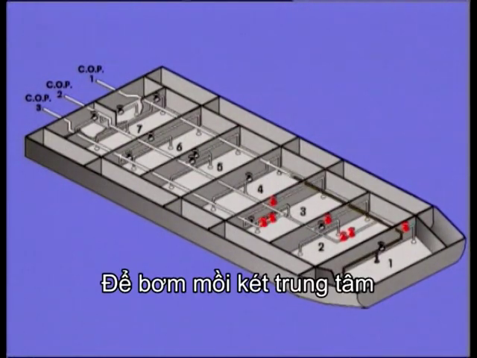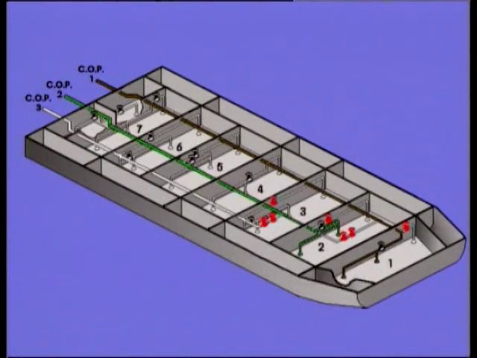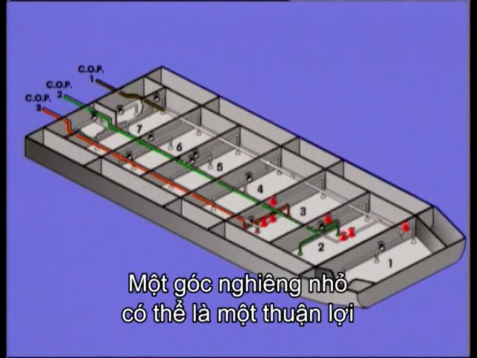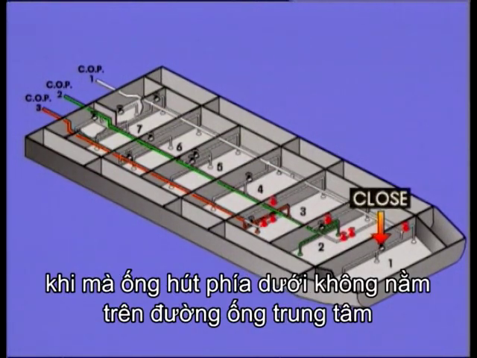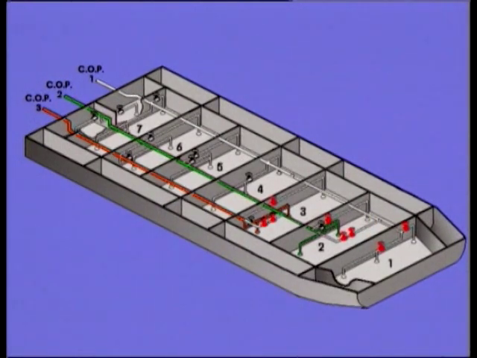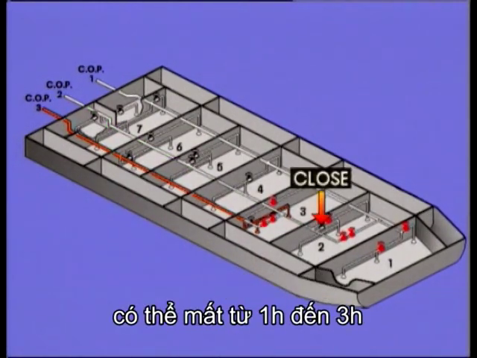To prime the centre tanks, use the main suctions in the centre line of the tanks. When you strip the tanks, use the lower suctions. A slight list can be an advantage, as the lower suctions are not in the centre line. Check their positions. Stripping the cargo tanks dry with the eductor can take between 1 to 3 hours.